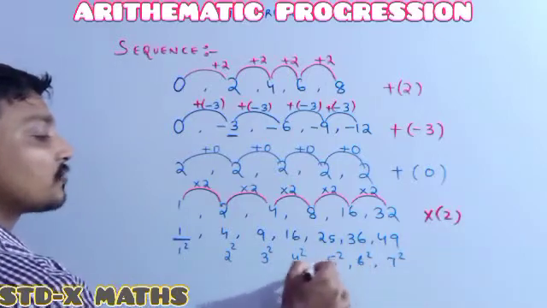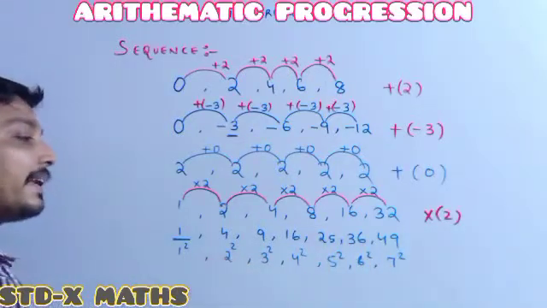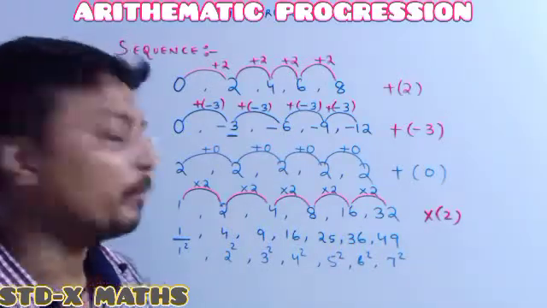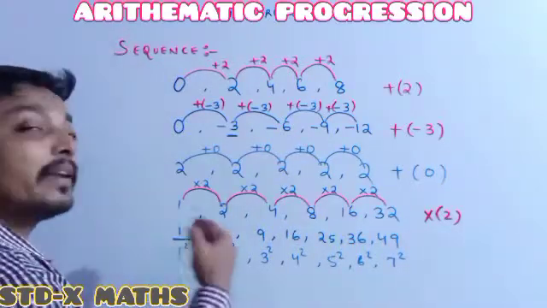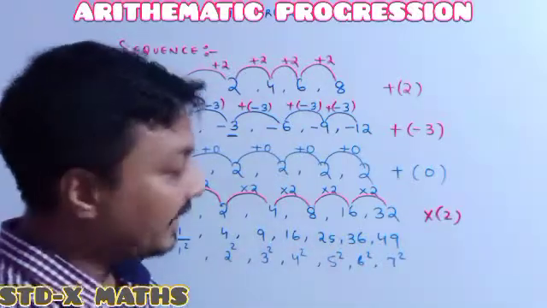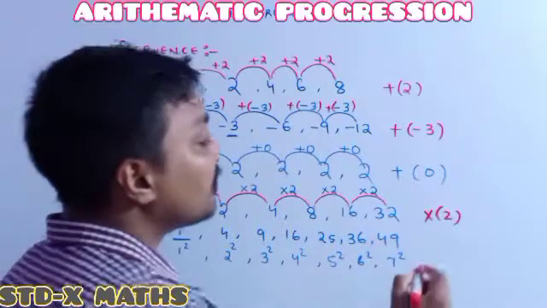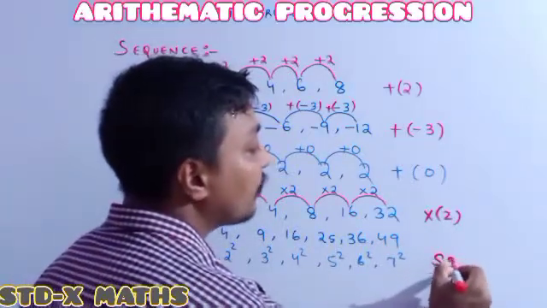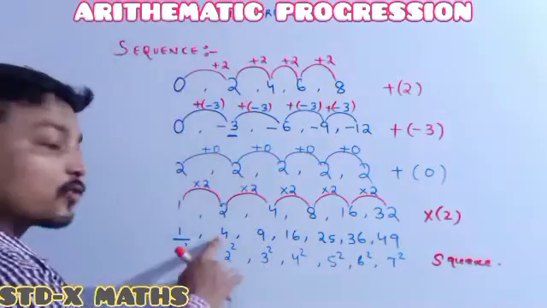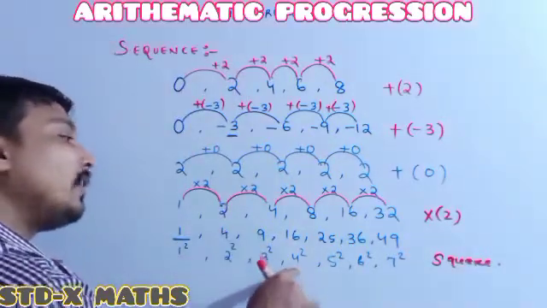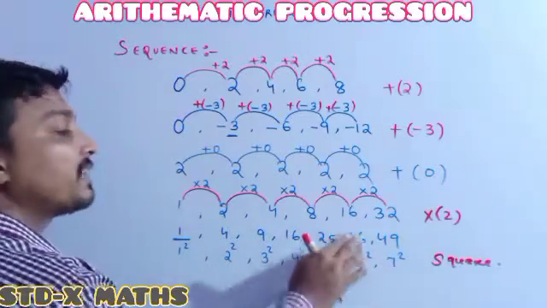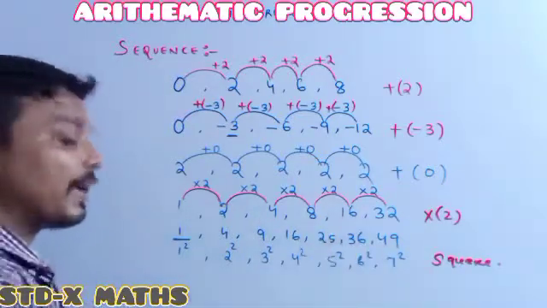And here 49 means 7 square. So this is a sequence where we get the terms by taking the square of each number. Here it is 1 square, then the next number square, the next number square. So each term we get by taking the square of each number. Fourth term means 4 square, fifth term means 5 square, sixth term means 6 square, seventh term means 7 square.